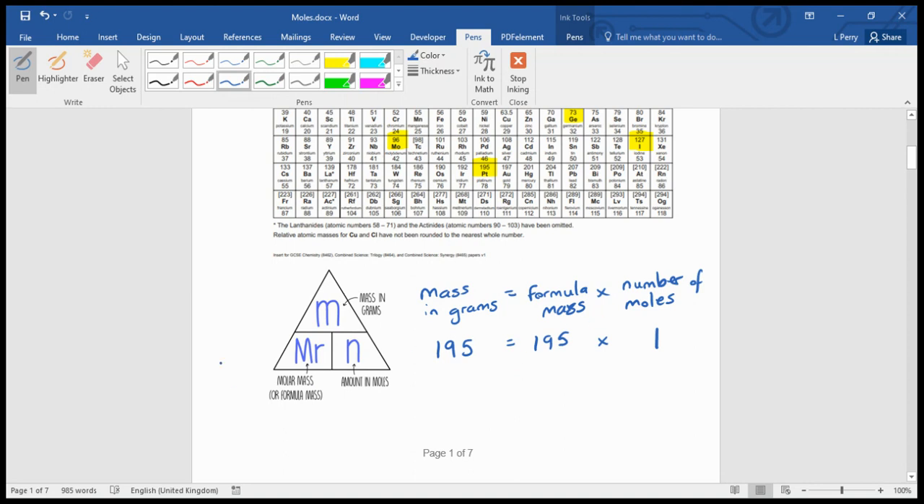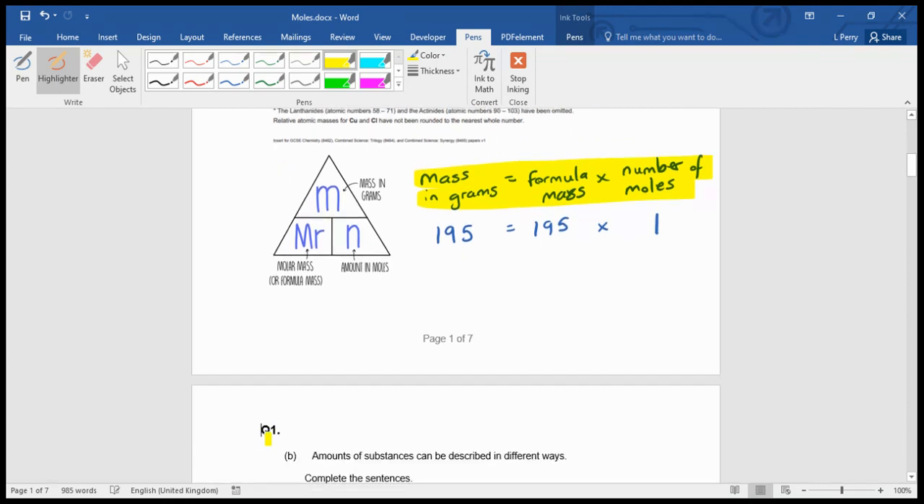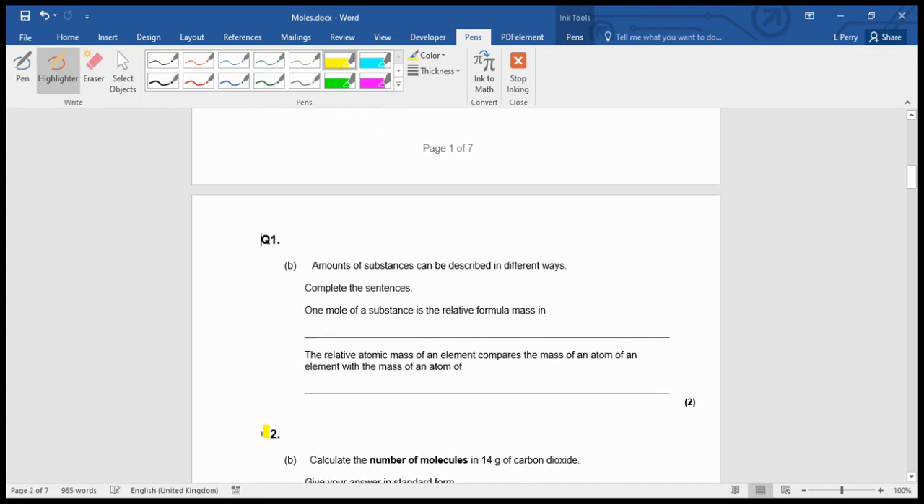So it's a lot easier probably just to memorize this equation. You will not be given it. So memorize the equation or remember that the mass number is the mass of 1 mole, and then you'll be able to approach these questions. So let's have a look at some questions.